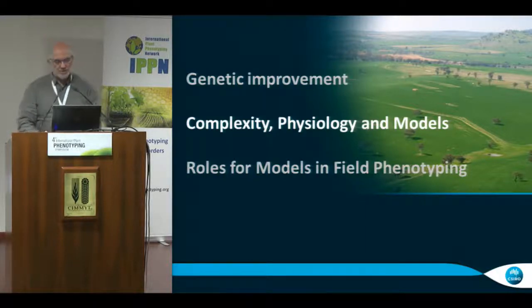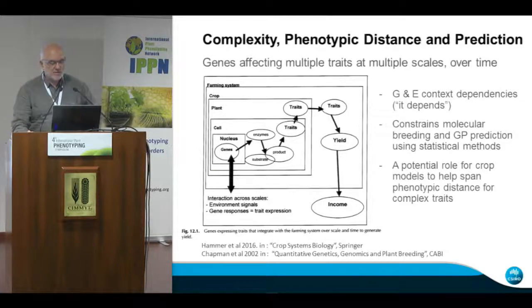And that brings me to the next point on complexity, physiology and models. And this is another one of Scott's pictures where the issue is really that there are multiple scales of biological organisation that we're working across. So if you start in the nucleus and the genes here, you get out to the cell with expression of those genes, and ultimately out to organs and plant with some expression of traits that get you to crop growth and development. And this is a massive scale difference from molecular right through to crop.